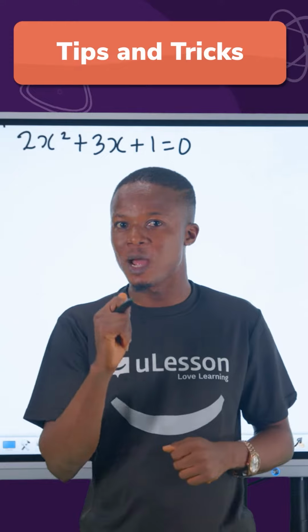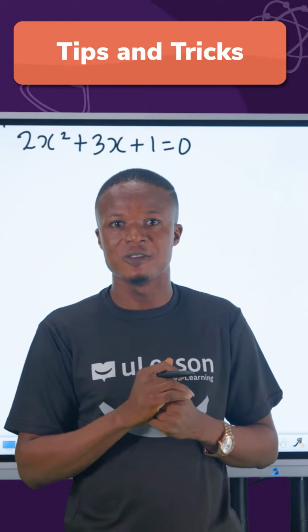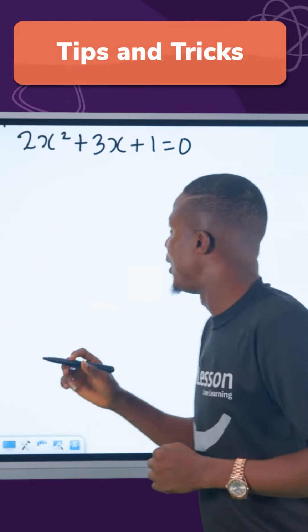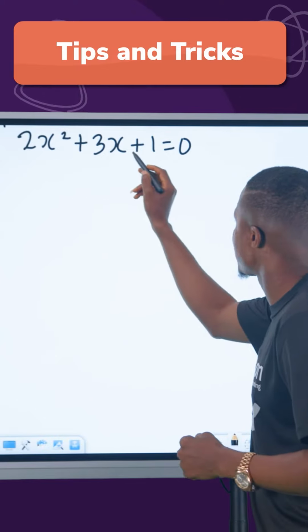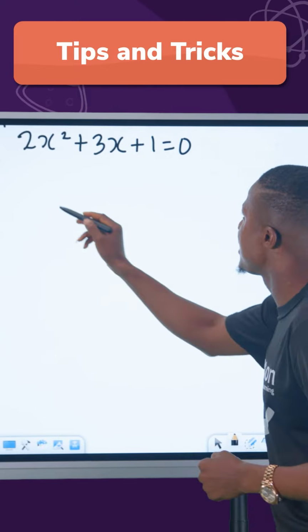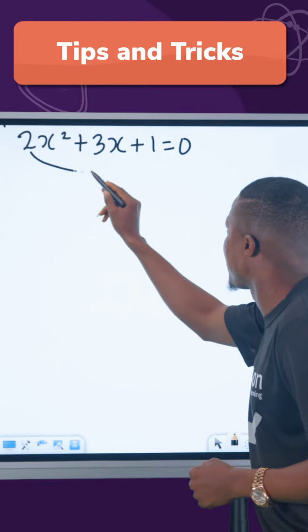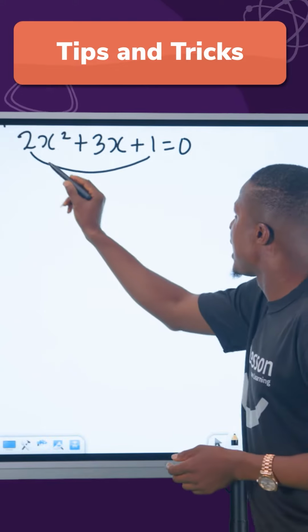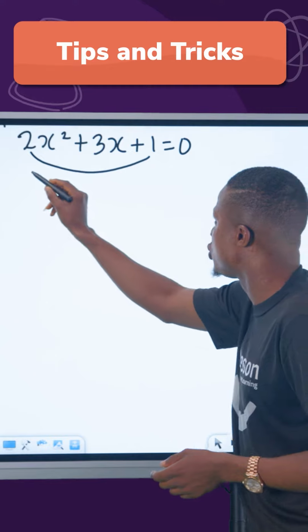Supposing you are given this particular quadratic equation and you want to solve it, this is how you take it. 2x squared plus 3x plus 1 is equal to 0. Take the leading coefficient, which is 2, and multiply it by the constant term, that is 1. When 2 multiplies 1, it gives you 2.